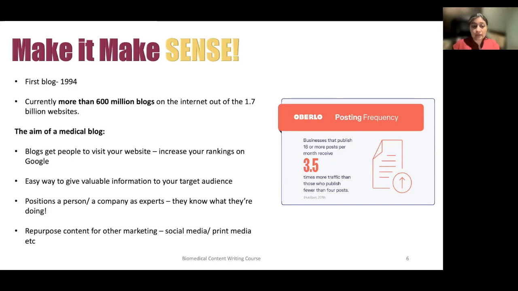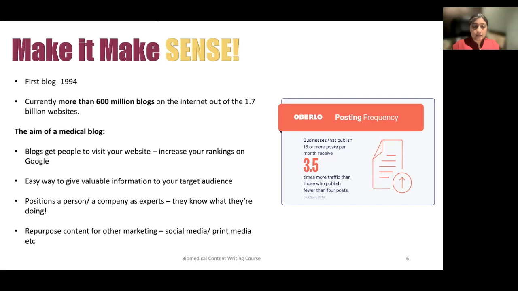The aim of a medical blog is to get people to visit your website and increase your rankings on Google. Data shows that businesses that publish 16 or more posts per month receive 3.5 times more traffic than those who publish fewer than 4 posts. So if you are working for an organization who wants to improve their website and improve their online presence, or you yourself have developed your own website and you would like people to read your work, increasing your rankings on Google by creating good quality blog posts is essential.